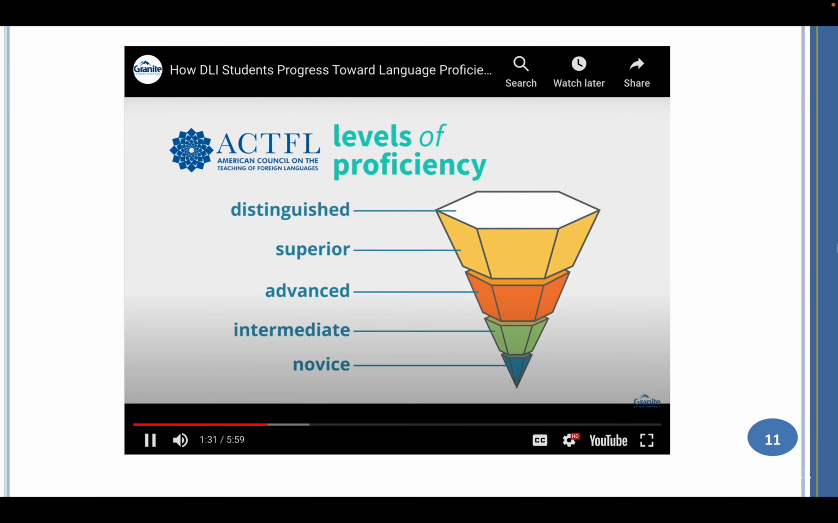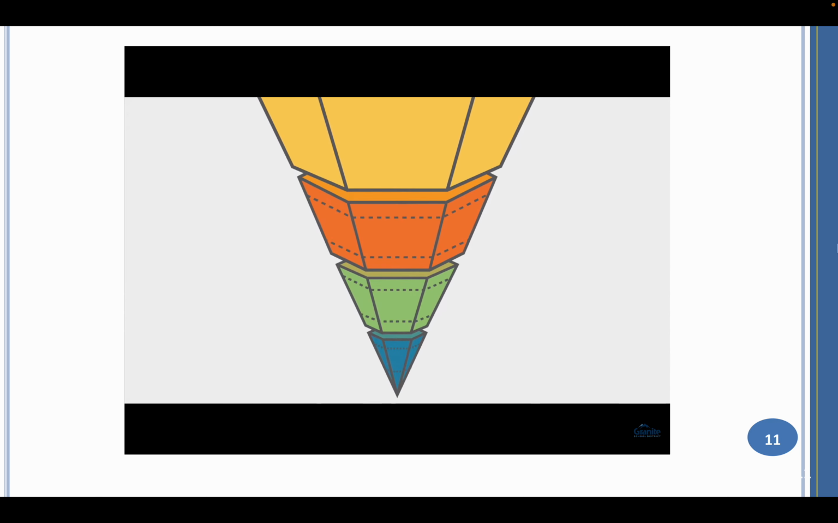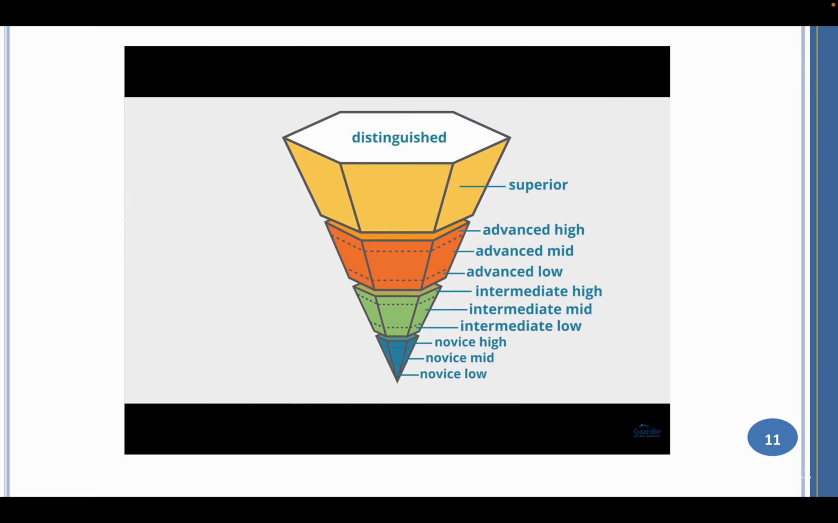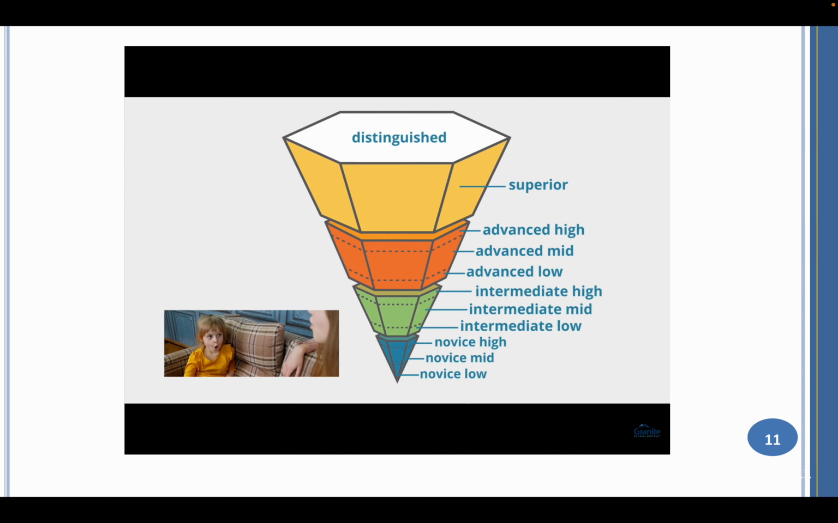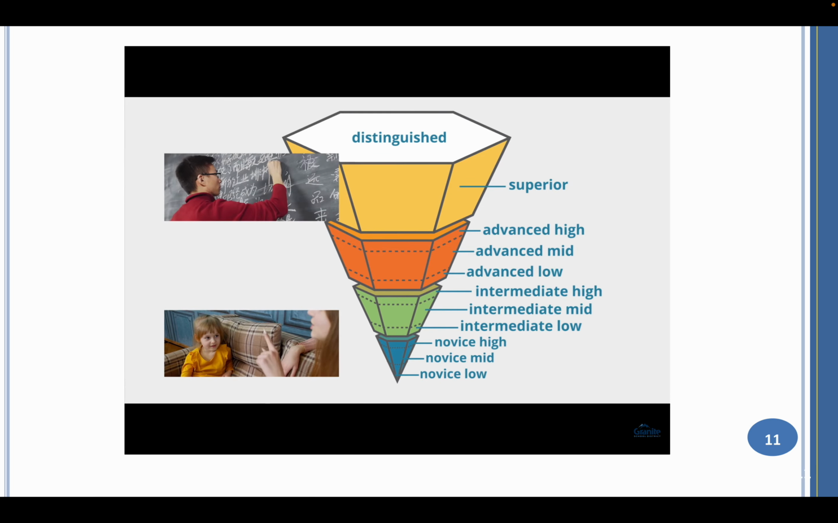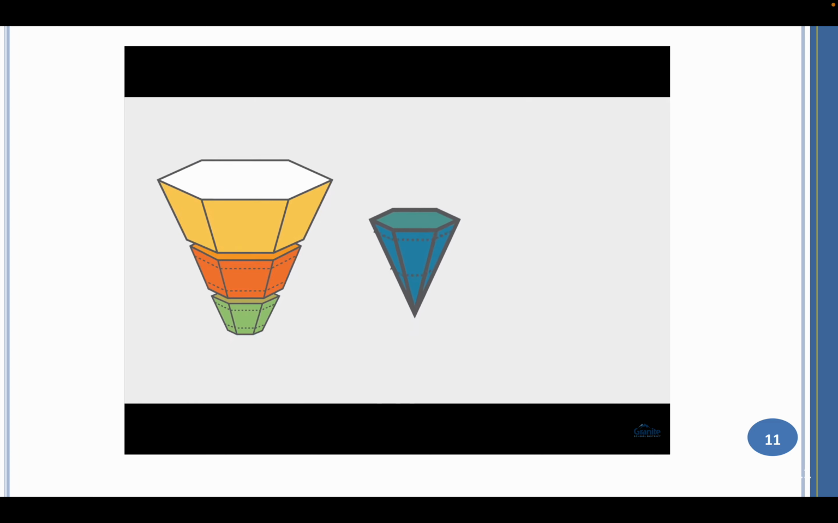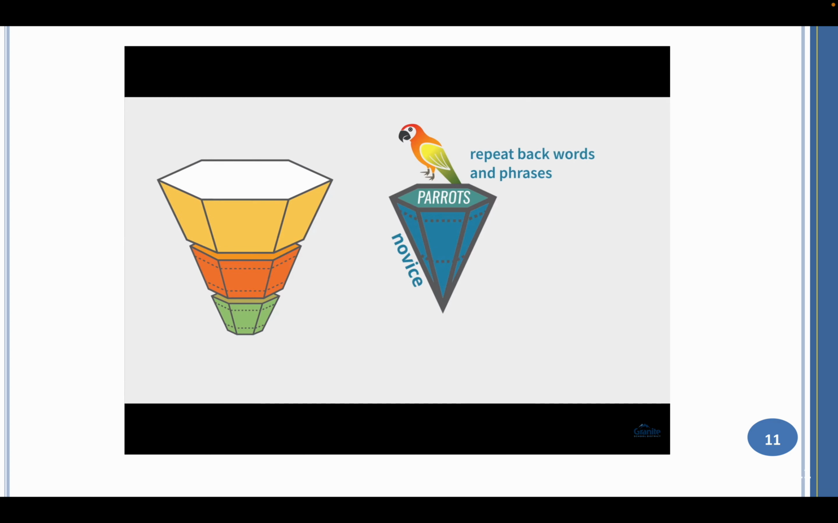Each of the levels is then subdivided into high, mid, and low. Altogether, this scale shows the continuum of language proficiency from very little or no function to extremely well-versed and articulate. We can better understand these levels with the help of some simple analogies. Novices are like parrots. They can repeat back memorized words and phrases and speak in practiced, familiar situations.